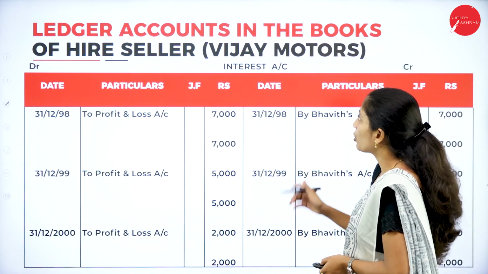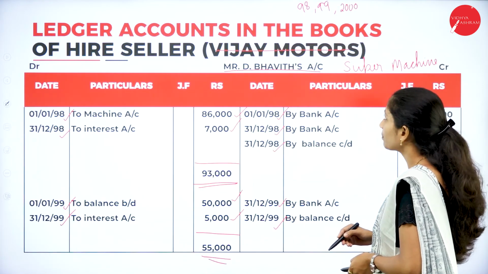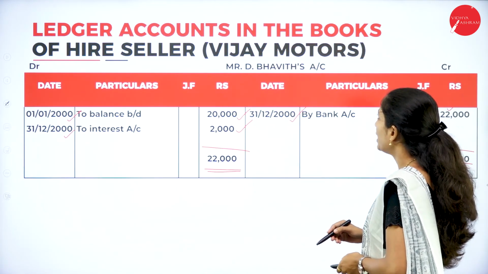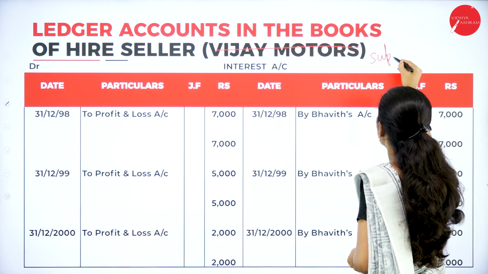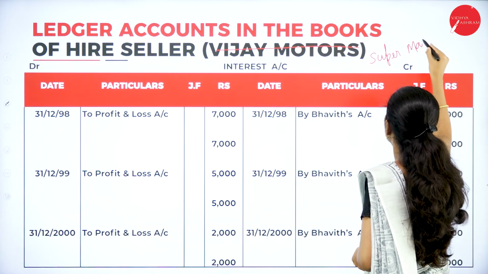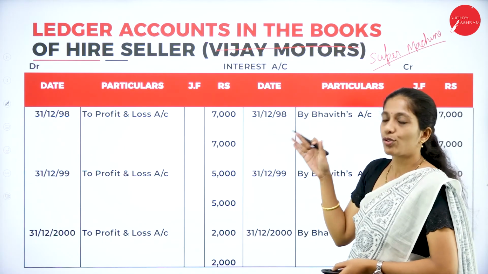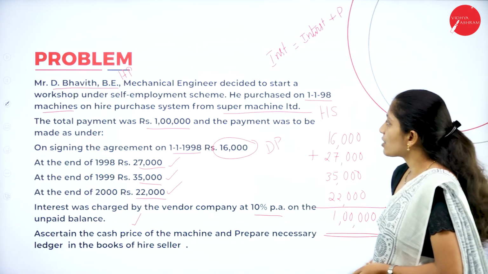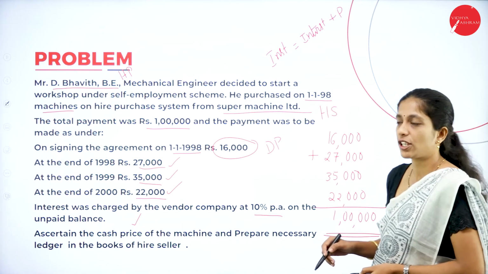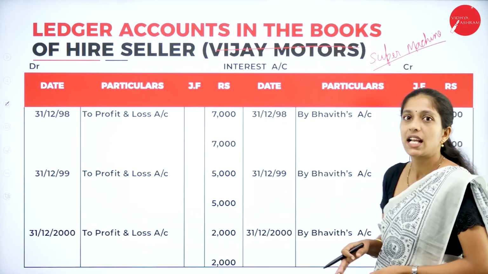And the second account to be prepared is in the books of the hire seller. Hire seller is Super Machine. So record entries in the books of the hire seller. So let's see who is the hire seller. So hire seller is what? Super Machine Limited. So we have to record entries, or we have to prepare ledger accounts.